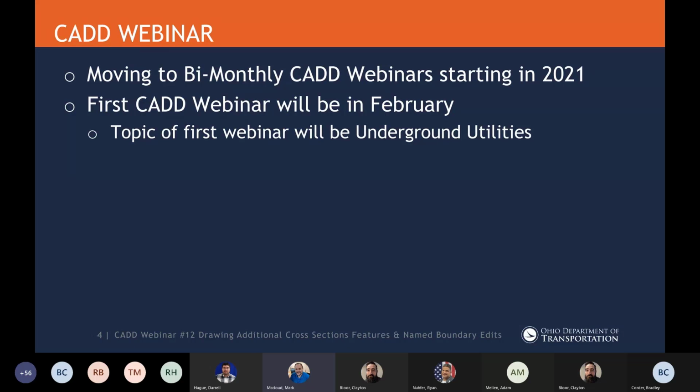One of the things that we're looking at changing is the monthly status of our CAD webinars. We're talking about moving these to a bi-monthly webinar in 2021, with the first webinar being in February. One of the first topics that we are going to cover is underground utilities. That seems like something that's been coming up more and more for us, so just look for that sometime in February. We'll be sending invites out for that.